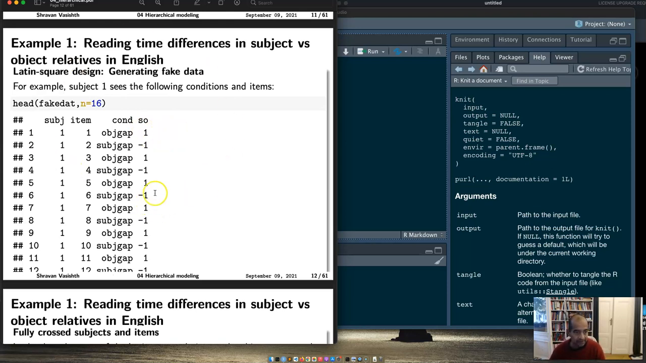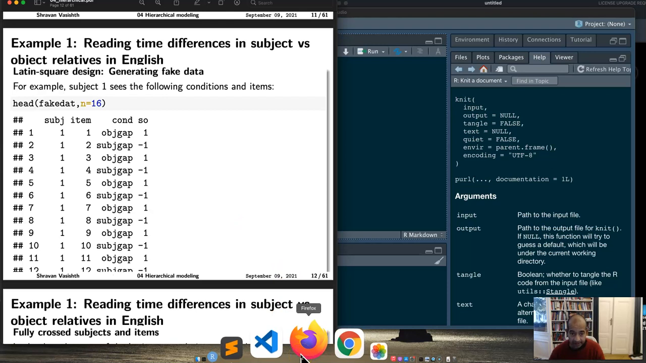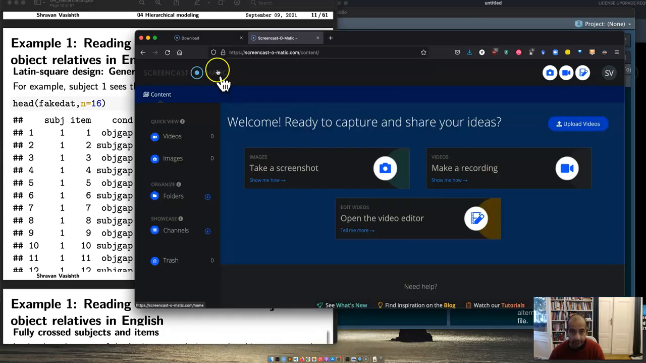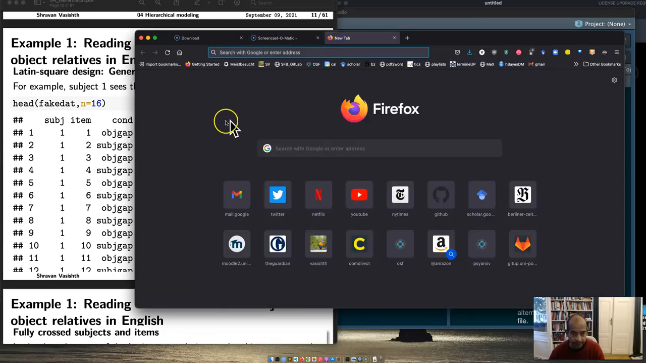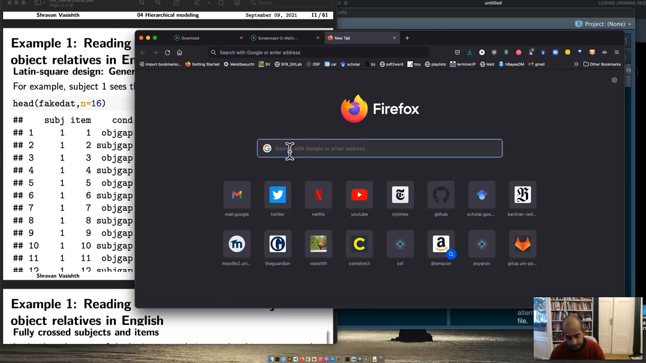Now, I will not discuss how to produce this fake data column here. However, I have discussed it in great detail elsewhere, right? So let's take a look. Where is it? Oh yeah, let's go to my homepage.